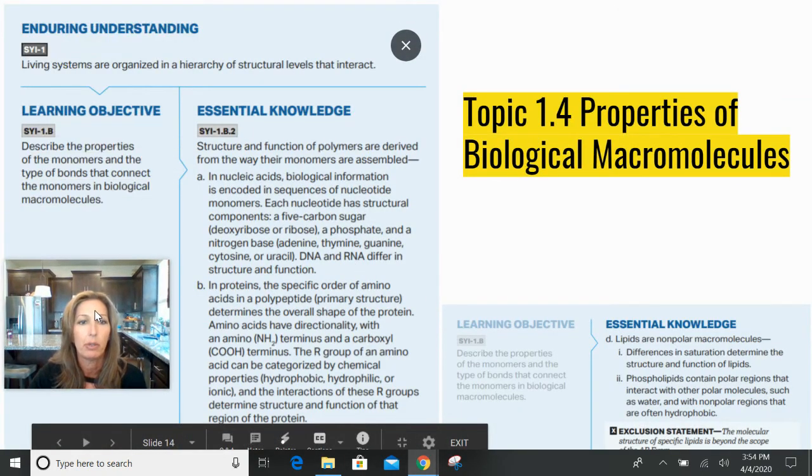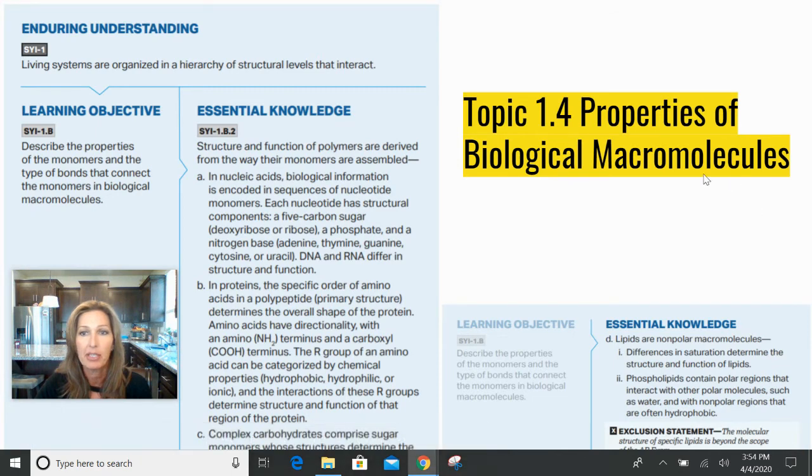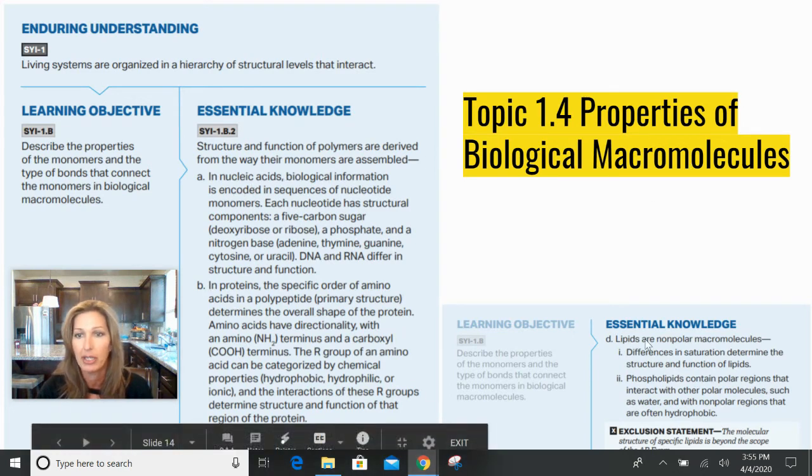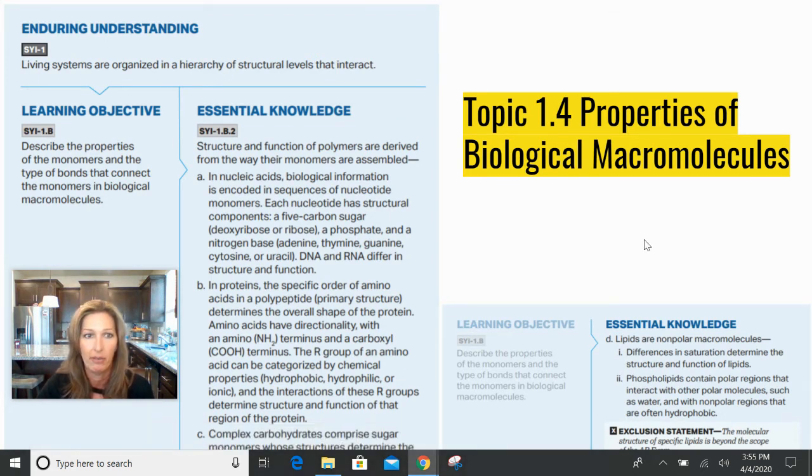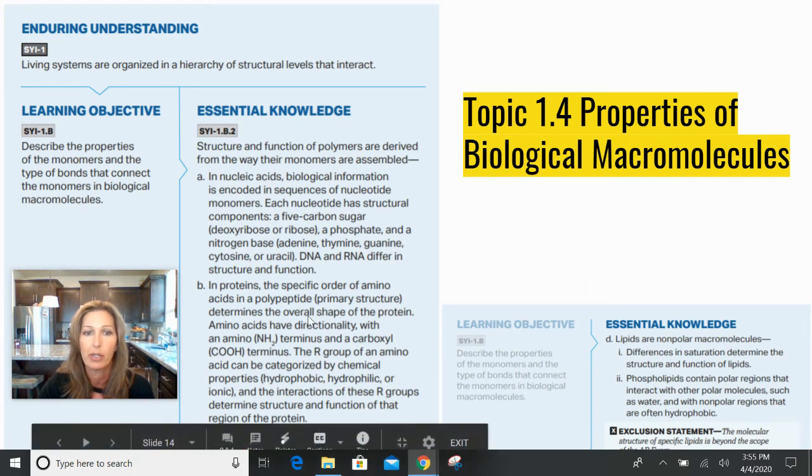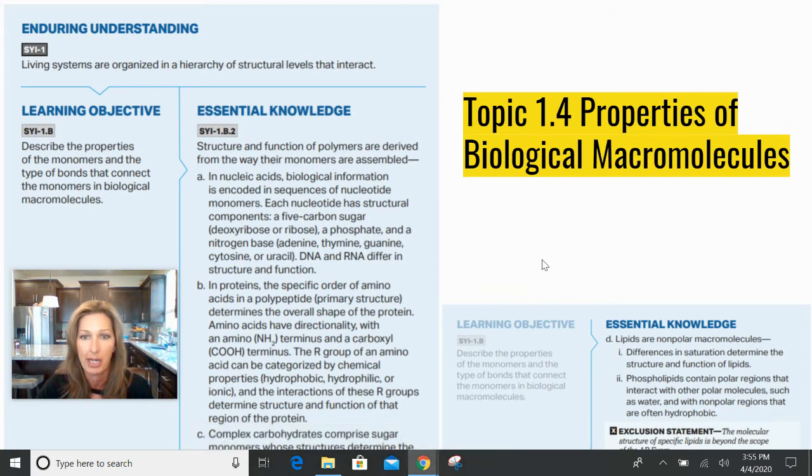Now, when we address 1.4, properties of biological macromolecules, take some time to go through the details in here, in 1.4 and 1.5 specifically, because 1.4 covers properties and 1.5 covers structure and function. There's some very specific terminology in here about nucleic acids, proteins, carbohydrates, and lipids that you really need to make sure you are paying attention to. I may not hit all of them as I review, but I'm expecting that you are going to go back through and read through these and understand the key terms that are addressed.